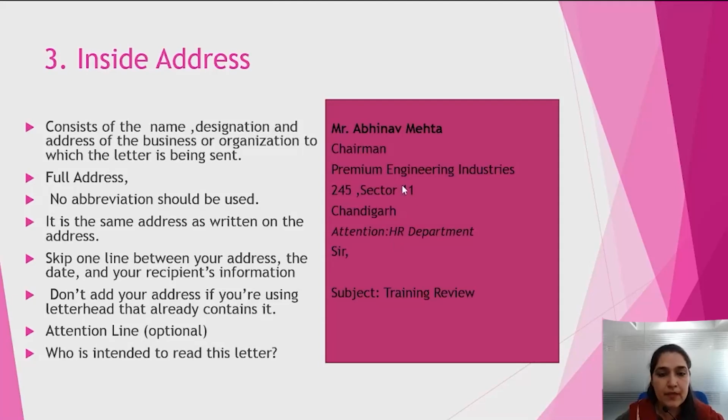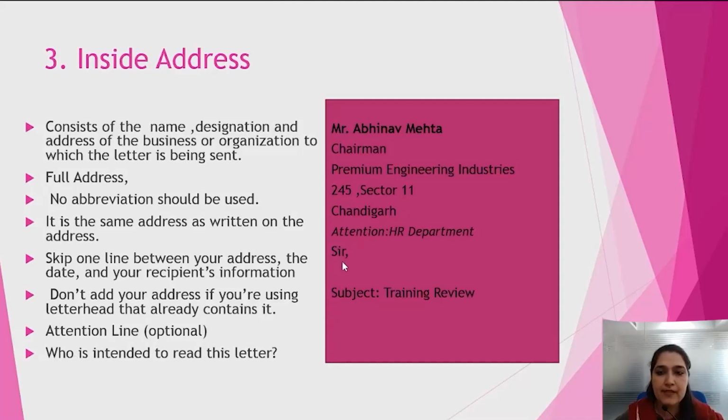So Premium Engineering Industries may have a lot of departments, and when the letter reaches, who's the concerned department where this correspondence should go? So looking at this line, the letter will be sent directly to the HR department and then the person concerned whose name is written on top of the letter. So इस तरीके से ये वाला जो element है, इससे क्या होता है, correspondence और ज़्यादा quick हो जाती है. So most of the time it is optional and it reaches who is intended to read this letter. So it reaches directly there.